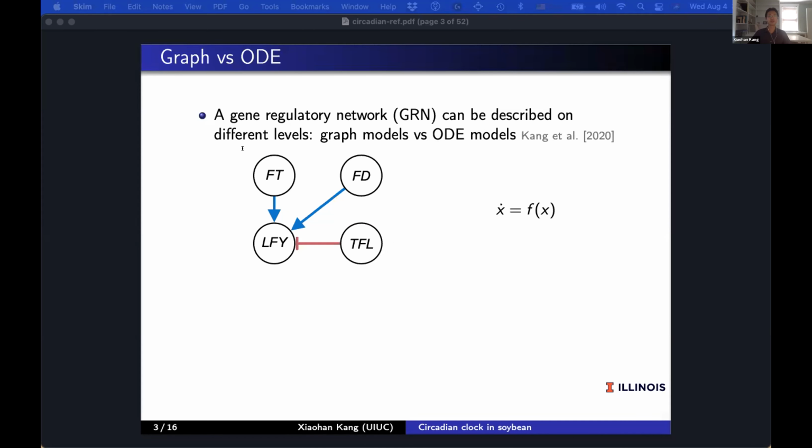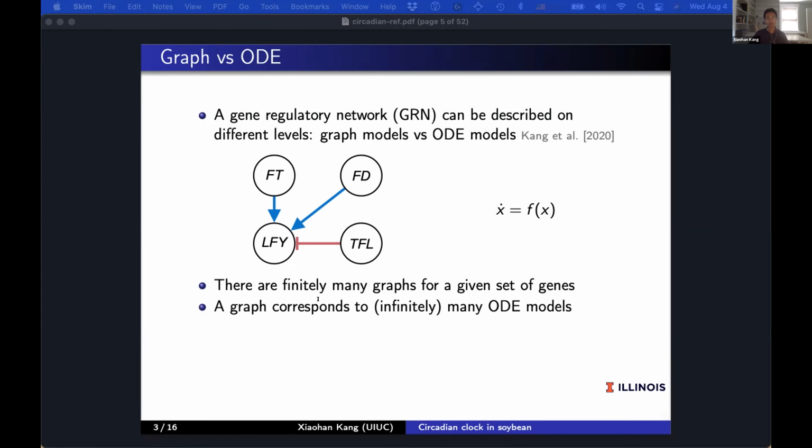The GRN can be described by a graph like this, or it can be described by a group of these differential equations. And for the graph model, we can see that when you have a fixed number of genes, there are only finitely many graphs, because for each pair, you either have an activation edge or repression edge or no edge. But for the ODE model, it's much more complicated. Even a single graph can give you infinitely many ODE models.